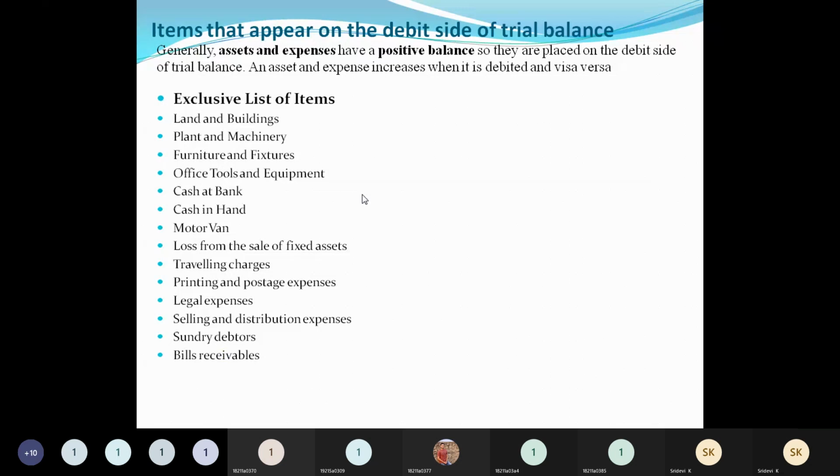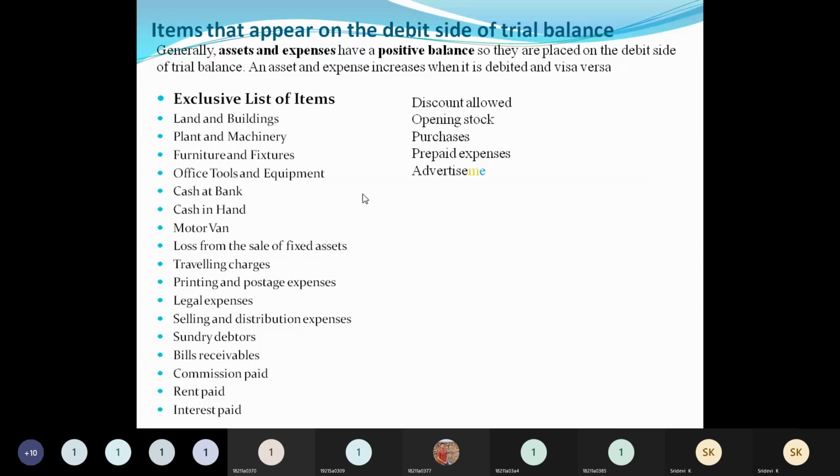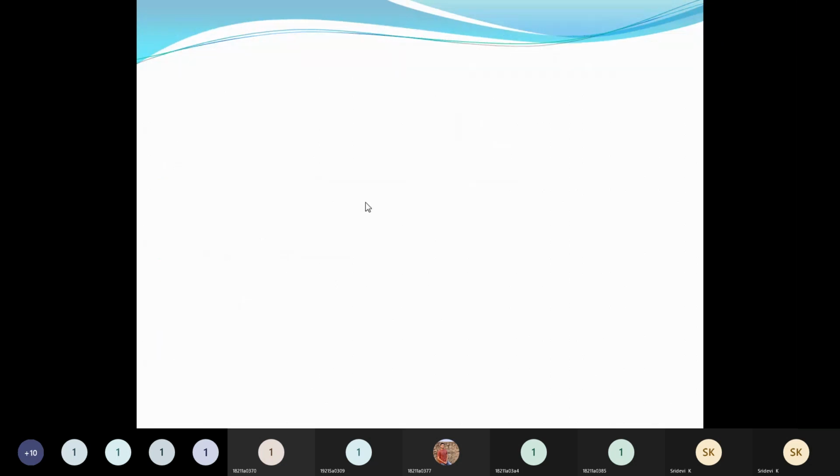Sundry debtors, bills receivable, all these come under current assets, right? And anything paid, rent paid, salaries paid, interest paid, should be shown in the debit amount column. And any discount allowed, and stocks, opening stock, also purchases, all these are related to the debit amount column of the trial balance. Advertisement expenses, any expenses, bad debts, wages and salaries, carriage inwards, carriage outwards, etc., which you have not seen in the list, all those items will be shown in the debit amount column.